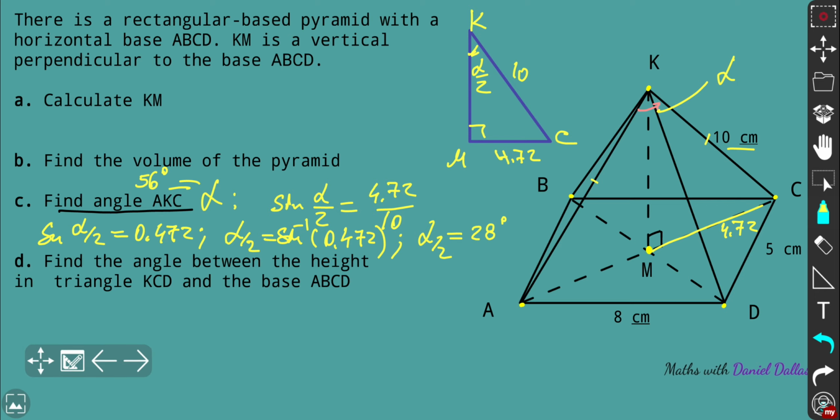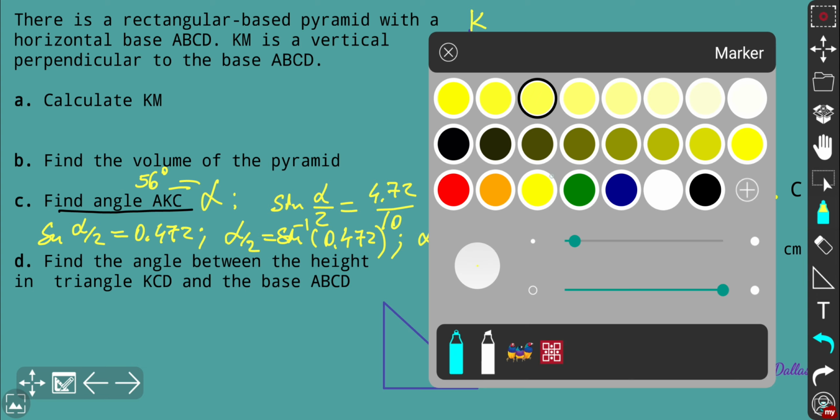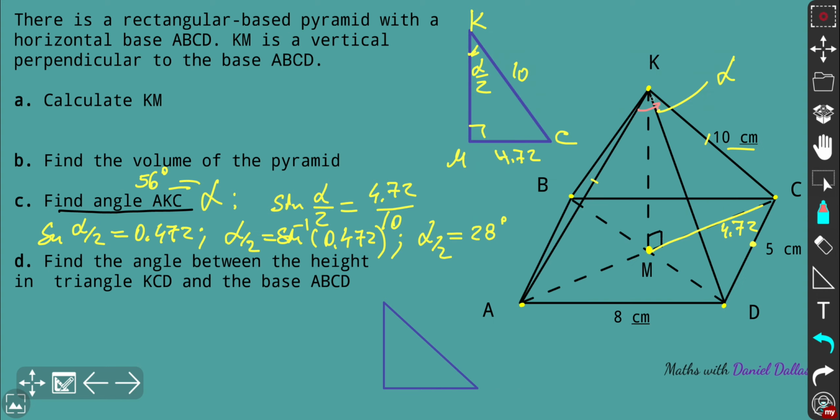Okay, and finally, what do we need to find? We need to find the angle between the height in the triangle KCD. So KCD is that triangle. So what I can do, I consider only half of the triangle KCD, and let's say we put the height down. Let's say this is going to be the height from there. We just put it down right here. So this is the height.